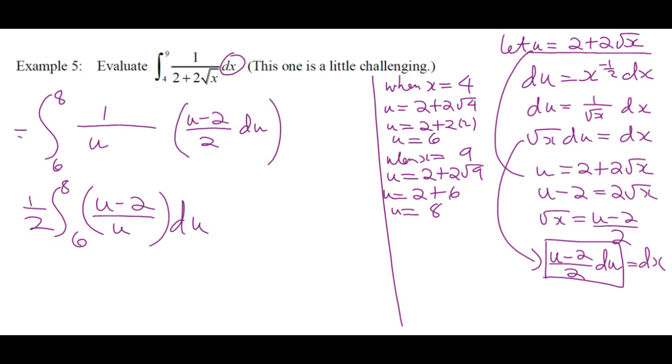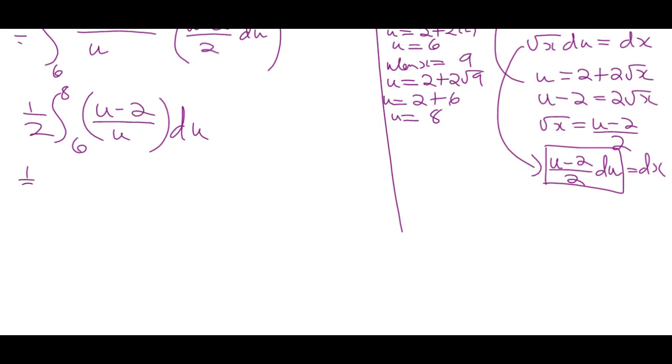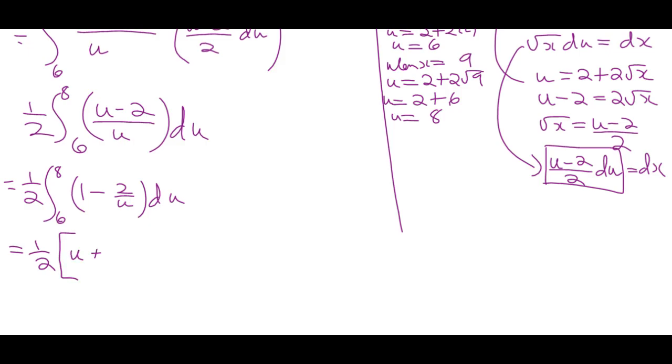Okay, so let's finish it off. So 1 half times, this is u over u, so 1 half, integral 6 to 8, 1 minus 2 over u du. So this is going to be u, and that's a u to the negative 1, so it's going to become 2 ln absolute value of u, evaluated from 6 to 8. Actually, sorry, it's the 1 half that multiplies that whole thing.